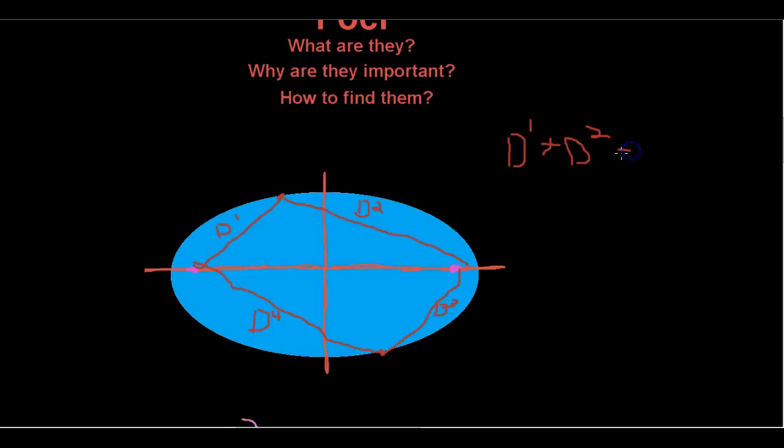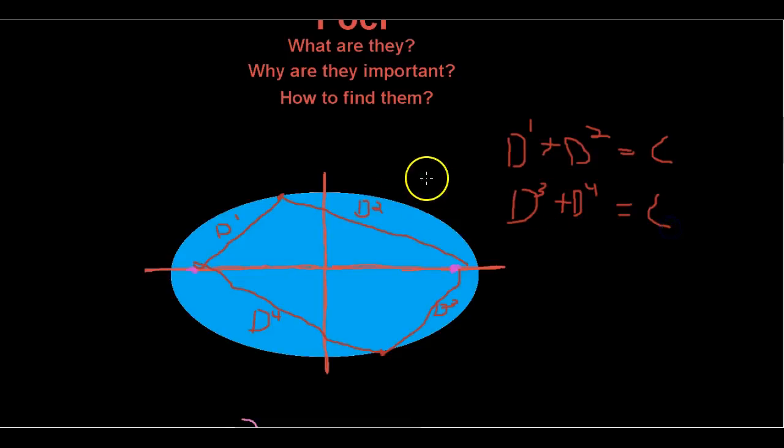Okay, so what's interesting about that though is that D1 plus D2 is going to be equal to a constant. And that's going to be a constant for any ellipse. It's not going to be the same for every ellipse, but within that ellipse it's always going to be the same. Same thing, D3 plus D4 will always equal that same constant.